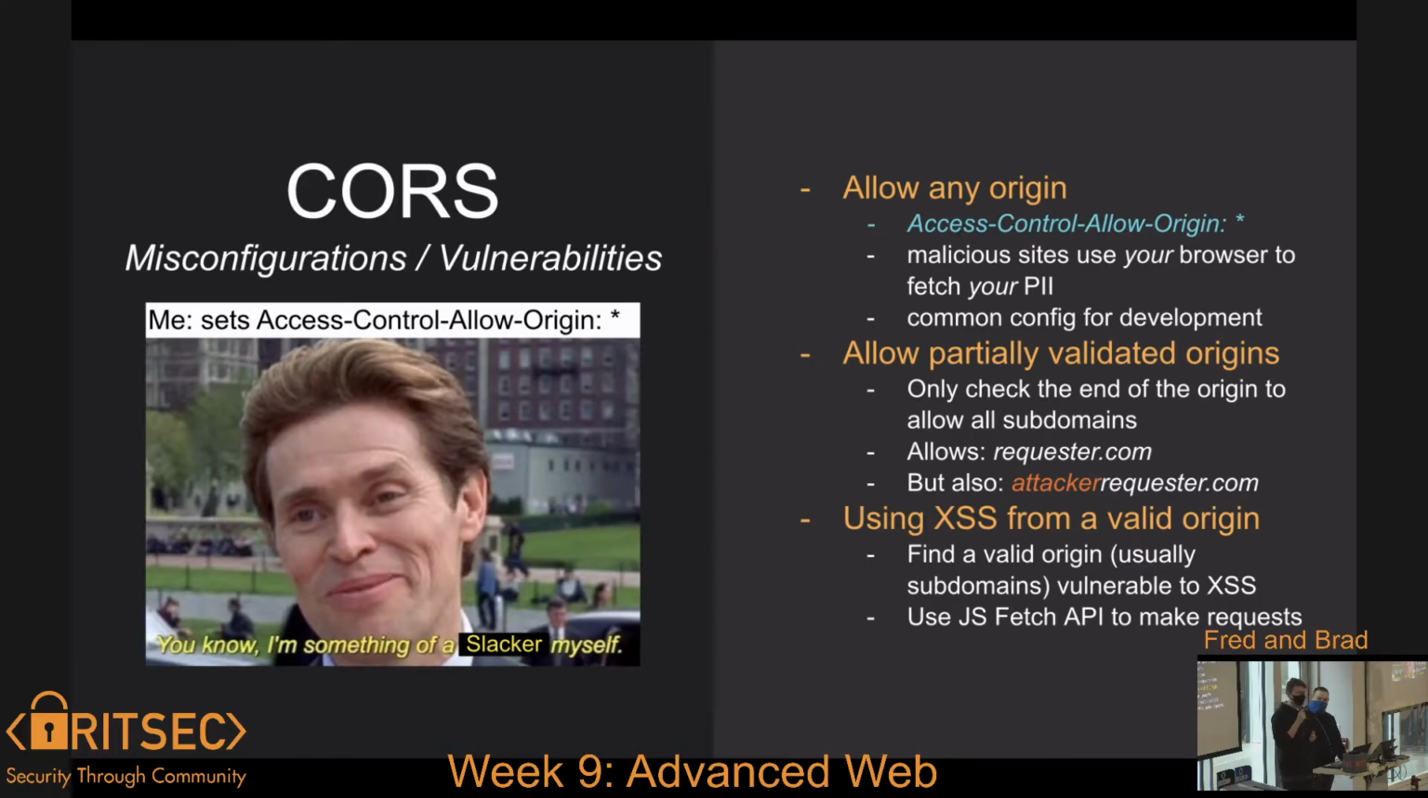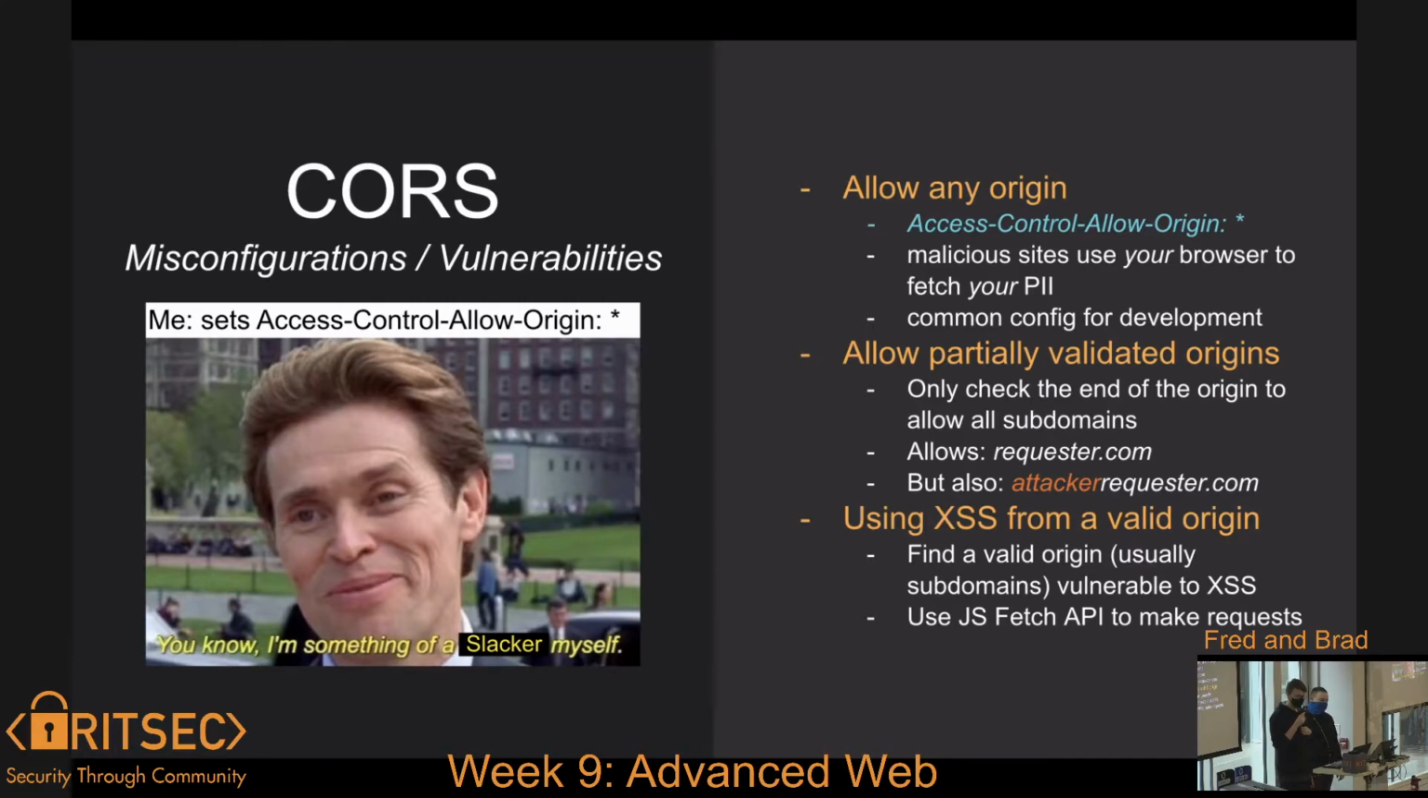Another one is allowing partially validated origins. So this is common if you have subdomains and you need to allow all subdomains to access the backend. Well, the thing is, if your allowed origin is requester.com, well then I can just register a domain attackerrequester.com and it will be allowed, and then all of a sudden I can now access your backend.